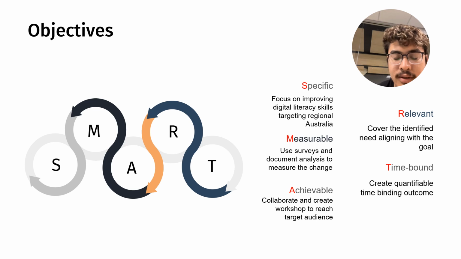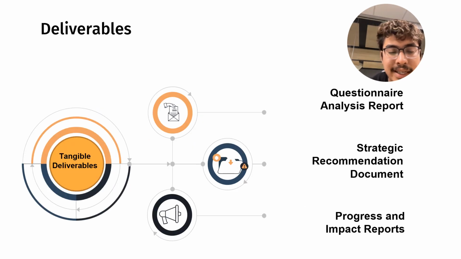The next slide is the project objective. As it states, SMART: Specific, focus on improving digital literacy skills, targeting regional Australia. Measurable, use surveys and document analysis to measure the change in the project. Achievable, collaborate and create workshops to reach the target audience in regional Australia. Relevant, cover the identified need, aligning with the goal. And Time-bound, create a specific timeline for workshop implementation and assessment period in the project. Moving on to the next slide.